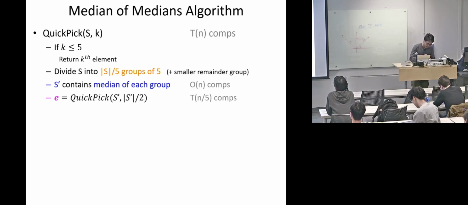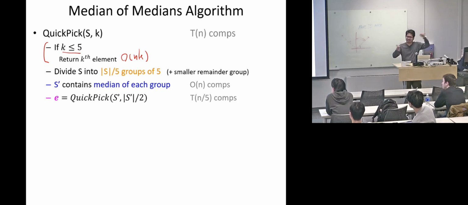If k is small, then we can do it fast. If k is, let's say, less than 5, then you can spend kn time: find the smallest guy first, find the second smallest guy, and find the third guy, and that's just order of n. So when k is small, ignore this. It's fast. But in general, what we're gonna do is this.